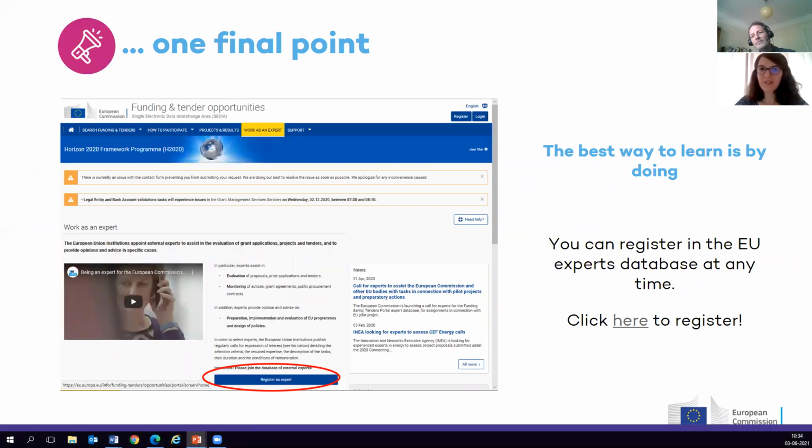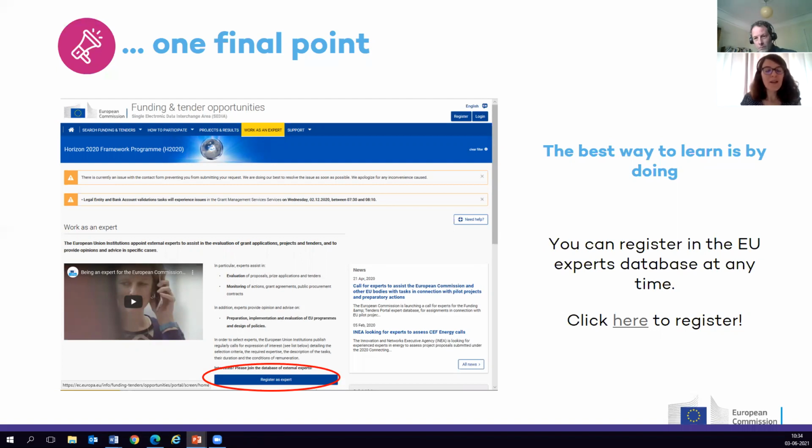I talked a lot, as you have seen, about the expert evaluators, the independent experts that the Commission is hiring for either evaluating the submitted proposals or reviewing them when they are ongoing projects. And we have launched a call for interest for experts that is open all the time. There is no deadline for that. So we are looking for new experts to register in our database.